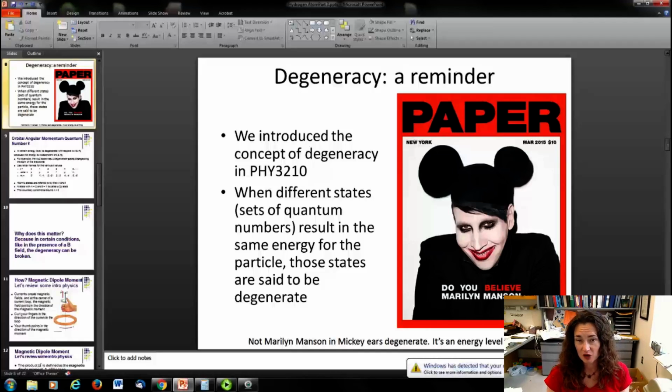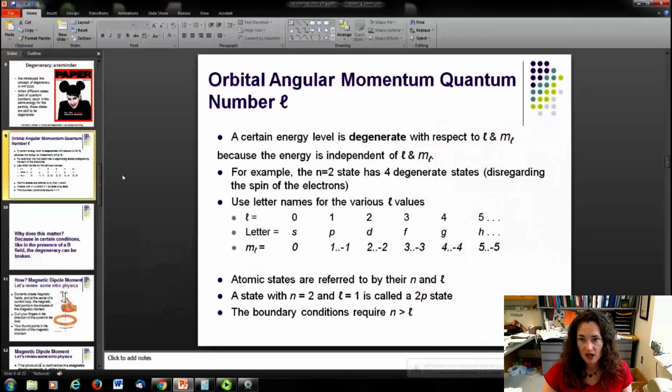We introduced this in Modern 1, and the definition of degeneracy is if you have different sets of quantum numbers that give the same energy, then that's called a degenerate state. This came up when we were talking about the infinite square box, and there were different sets of quantum numbers that gave the same energy. We introduced that idea last semester. Now, the same thing is happening in the hydrogen atom. We have degeneracy in the hydrogen atom.